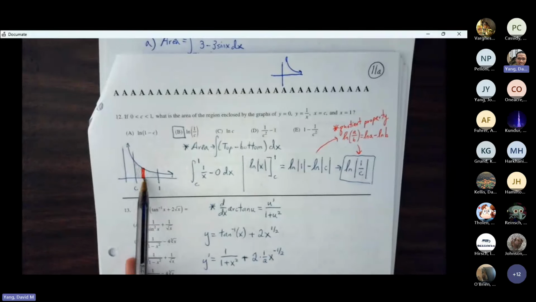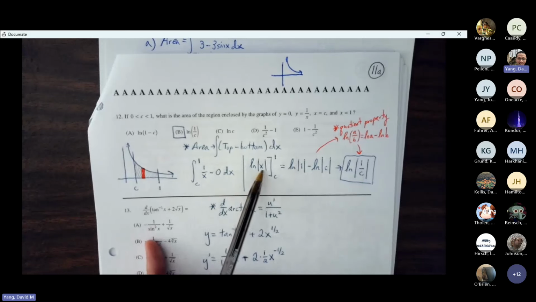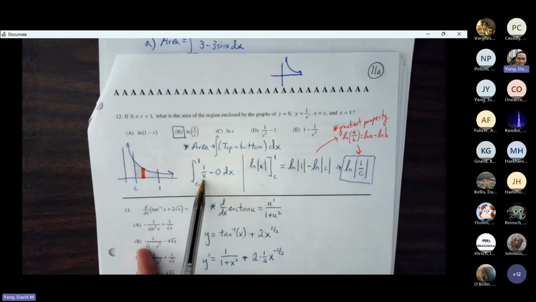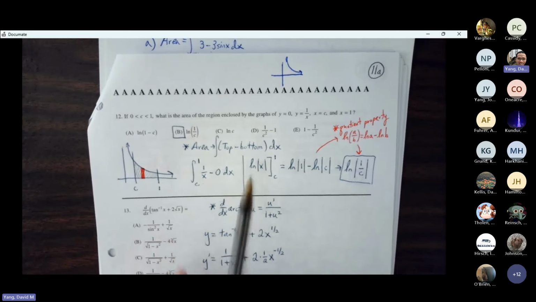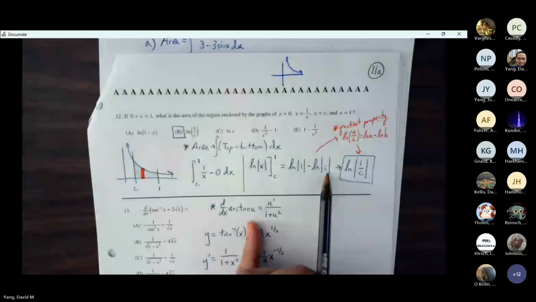So the area is top minus bottom. Top is sitting at the 1 over x. The bottom is sitting at the 0. So natural log absolute value of x is the integral of 1 over x. Plug in my upper bound, lower bound. Natural log of 1 is 0 minus natural log of c.